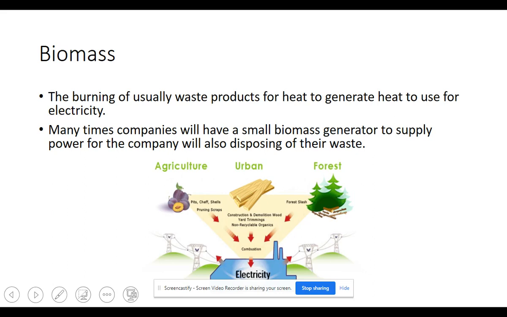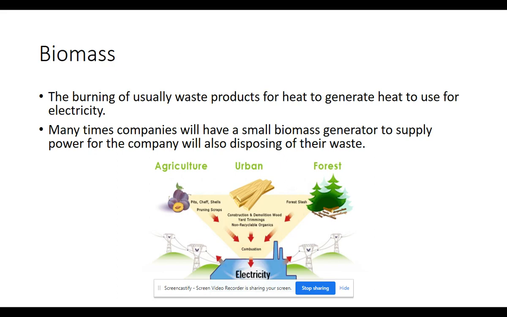Lastly is biomass. When we talk about biomass, we're talking about the burning of usually waste products to generate heat to use to make electricity. Many times the companies will have a small biomass generator to supply power for the company, and that obviously will be disposing of their waste. Some examples would be a paper plant, which sometimes has a certain amount of waste products left over from making paper. As a result, they could burn it, incinerate it, and use that to create electricity and to run the paper plant.